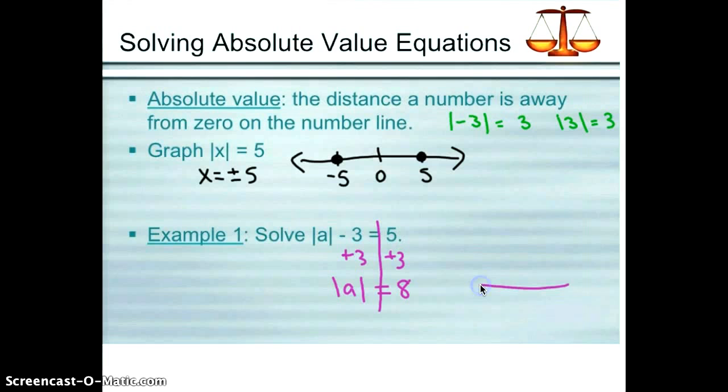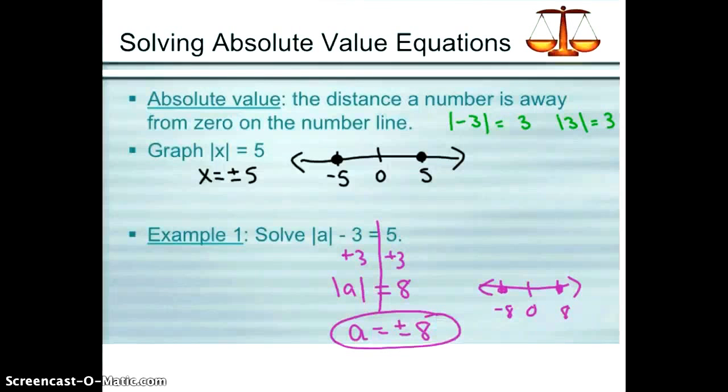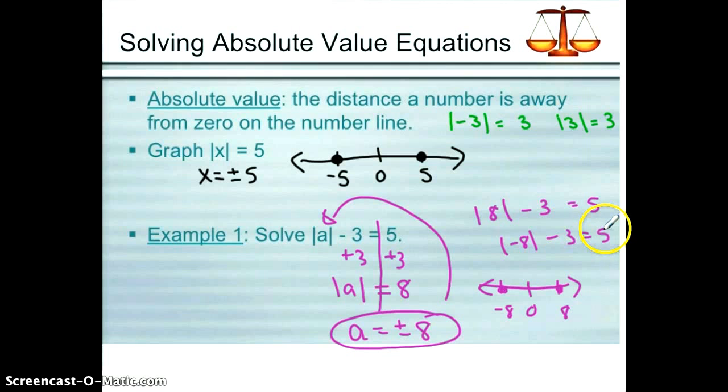And I would think about this, okay, on a number line, what number or numbers are 8 spaces away from 0? And you should be able to notice that both 8 and -8 are 8 spaces away from 0. So a equals plus or minus 8, both numbers. Okay, now don't get fooled and think it's always a pair of opposites that are going to be your answers to these problems, because it's not. Okay, but if I check this back in right here, absolute value of 8 minus 3, that's 8 minus 3, that does equal 5. And absolute value of -8 minus 3, which is 8 minus 3, that does equal 5 too. So I'm good in this case.